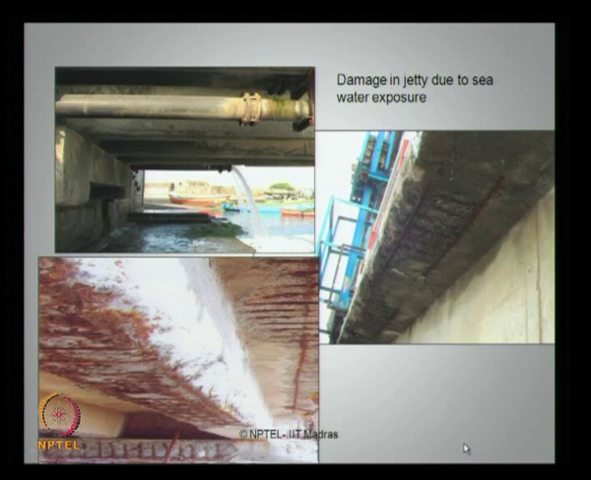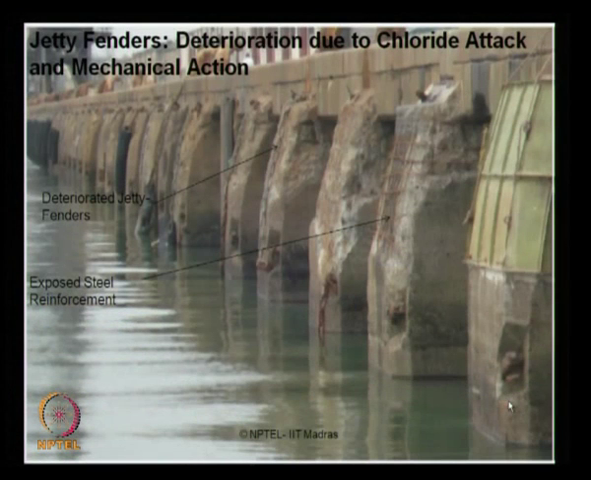If you look at the damage picture of a jetty due to seawater exposure, again you can see here the bottom surface of the slab is also getting exposed, whereas the reinforcement is getting exposed to a severe attack of chemical environment in marine sea state. Also the jetty fenders get deteriorated due to chloride attack and mechanical action. You can see here the deteriorated jetty fenders where the steel is getting exposed thoroughly and some repair is being attempted using a specification of a chemical and the concrete, which will be discussed in the next part.